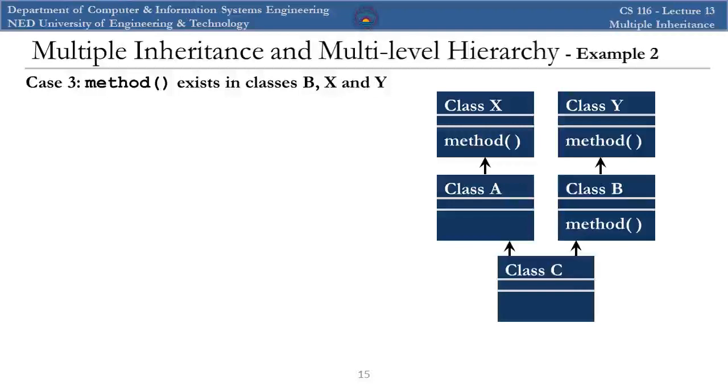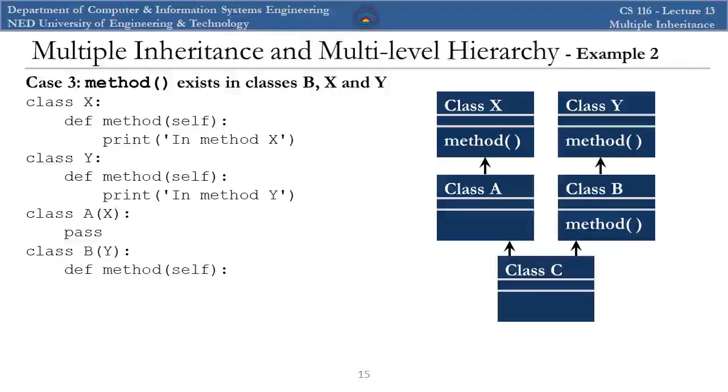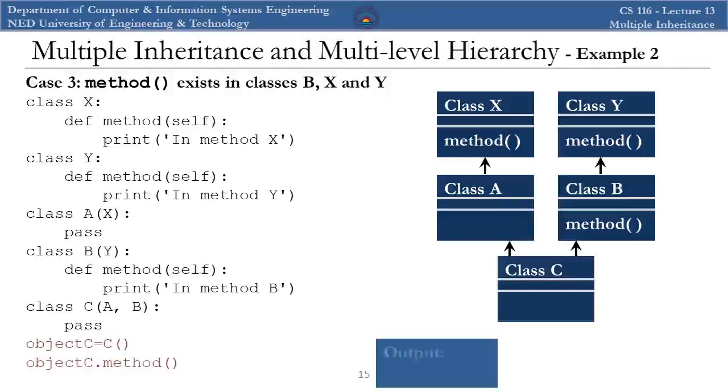Okay, let's quickly go through the other cases also. Here I have removed that method from class A as well. Now it is there only in class B, class X, and class Y. So according to our search strategy, now it should access class X. So the code is the same up till class Y. For class A, I have excluded that method, so I'm just writing pass here. Class B's code is the same, and class C's code is also the same as the last case. So let's instantiate an object and call this method. It should print in method X.